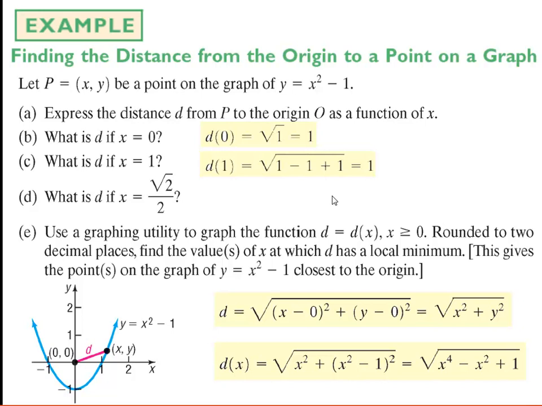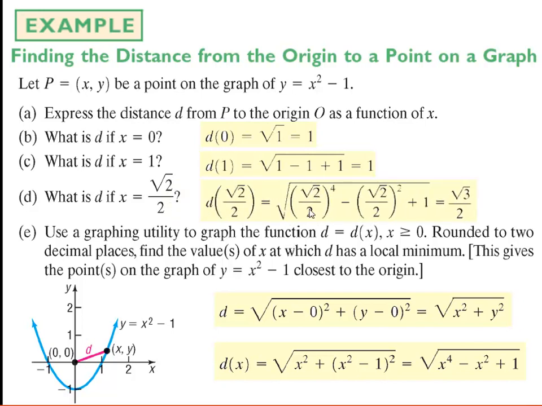All right. Now, what if I choose some other x value? Let's suppose I choose x equals root 2 over 2. So now I'm just going to plug root 2 over 2 into this equation. I'm going to get root 2 over 2 to the fourth minus root 2 over 2 squared plus 1. That's going to give me square root of 3 over 2 as my distance. And of course, I could plug that into my calculator and get a decimal for that.